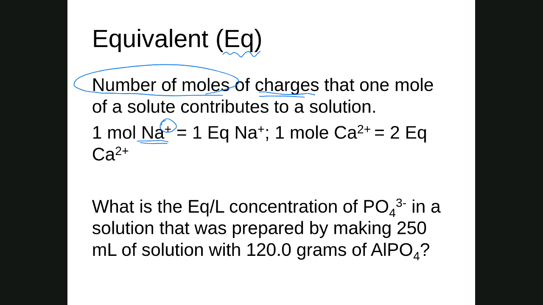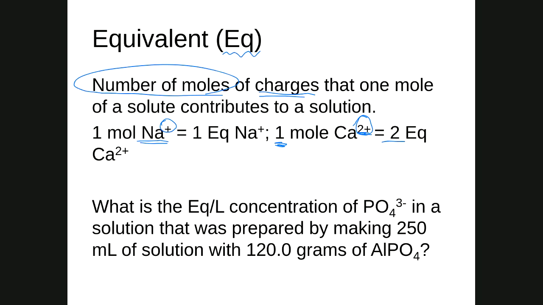But if we look at calcium, calcium has a 2+ charge. So it's a 1-to-2 ratio, because we have 1 mole of calcium to 2 of our charge. So it's 1 mole to 2 equivalents. A 1-to-2 ratio means that if we had 2 moles of calcium, we would have 4 equivalents of calcium. Okay. Now, it doesn't matter if your ion is positively charged or negatively charged. That is arbitrary. You're just looking at the value. Is it 1, 2, 3, 4, etc.? That's what we're looking for.